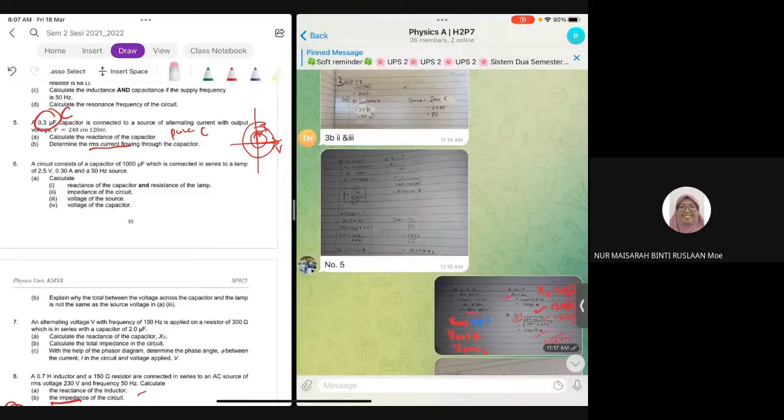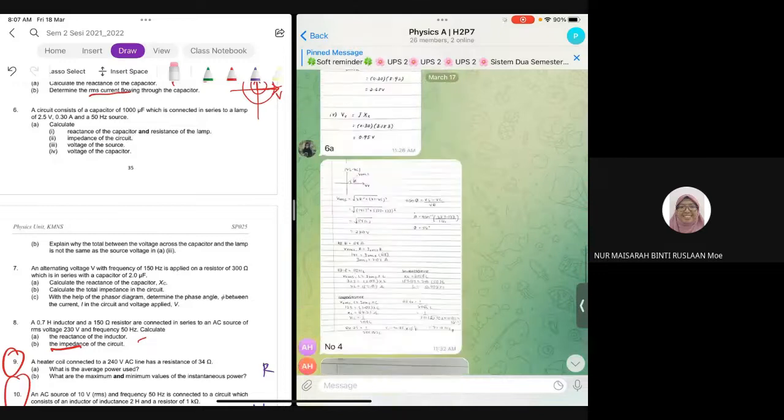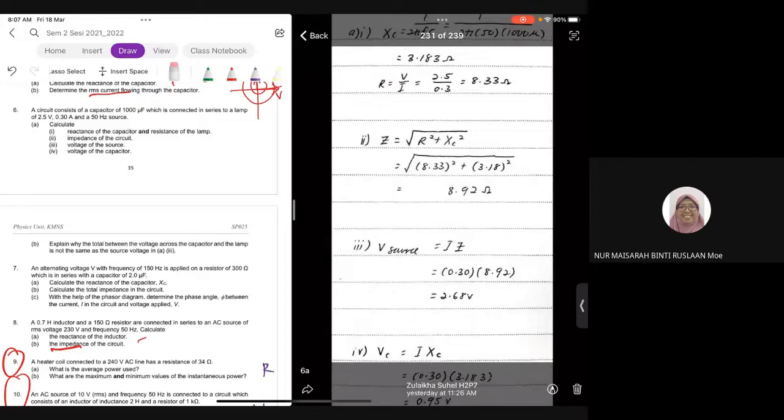Okay, kita masuk soalan number 6. A circuit consists capacitor. So, they give you capacitance C, which are connected to series of lamp. When we're talking about lamp, bulb, dia ada resistor lah. So, ini adalah case RC. Okay, so they give you V. This V belong to VRMSR. Yang ini adalah belong to VRMSR.